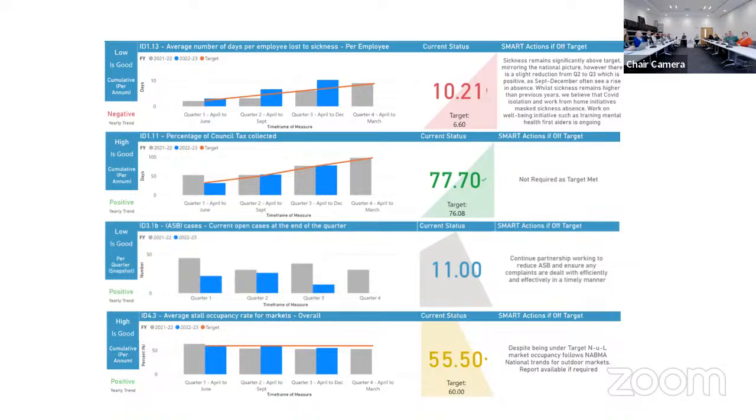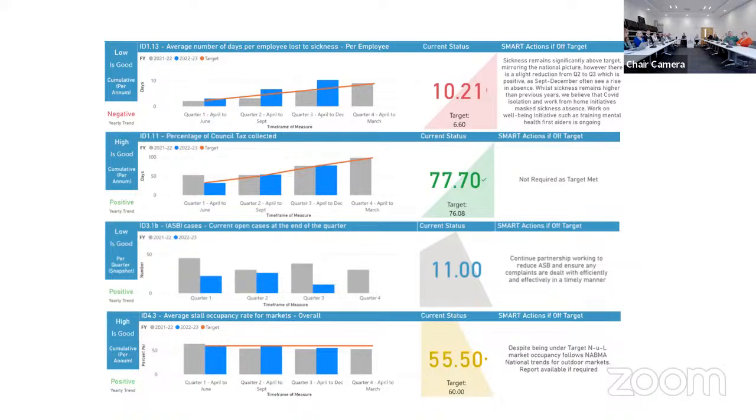If you look at the current status column, the big numbers in bold are basically our performance year to date. So we've got 10.21 days of sickness, 77% of council tax, 11 ASB cases open and 55.5% of market occupancy. Beneath that, you've got a smaller figure, and that's your target figure. You can see that's why for the blue measure, there is no target, because it's a contextual measure. We haven't set one.